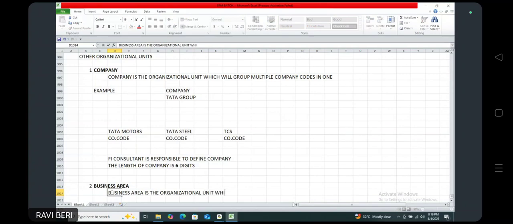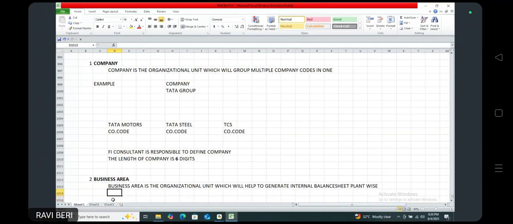So business area is the organizational unit which will help to generate internal balance sheet, plant-wise.